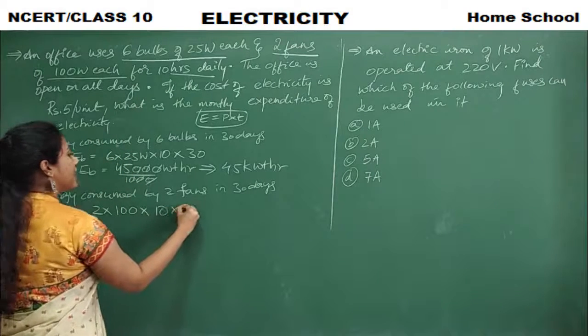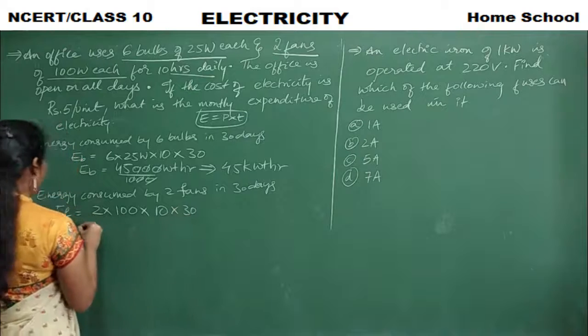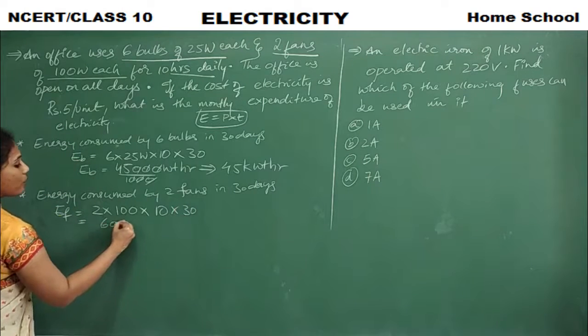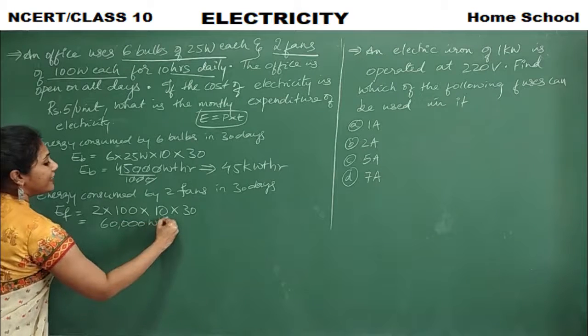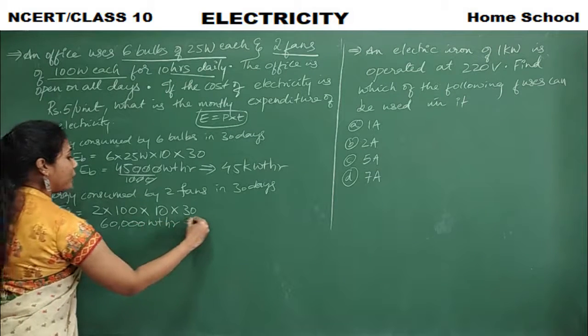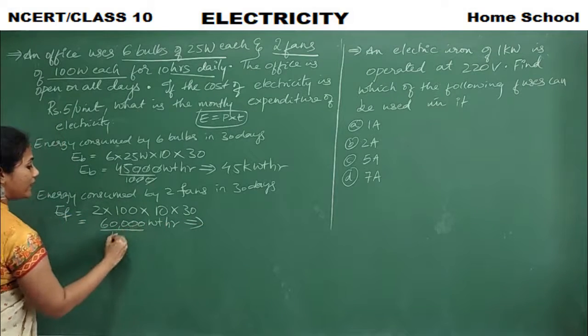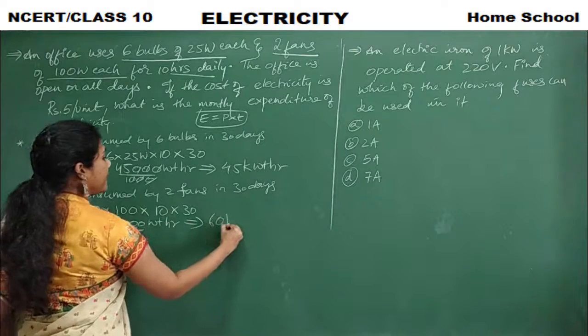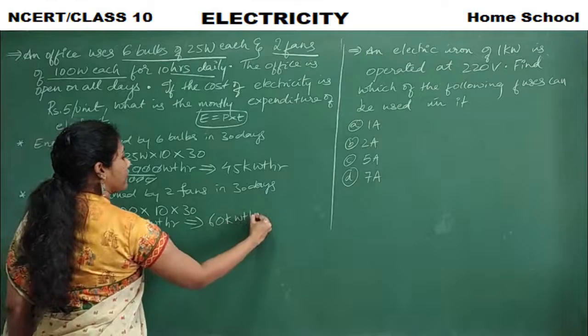And how many days? 30 days. So what's your answer? Your answer is 60,000 watt hour. If you have to convert it into kilowatt hour, divide by 1000. So you would be getting 60 kilowatt hour.